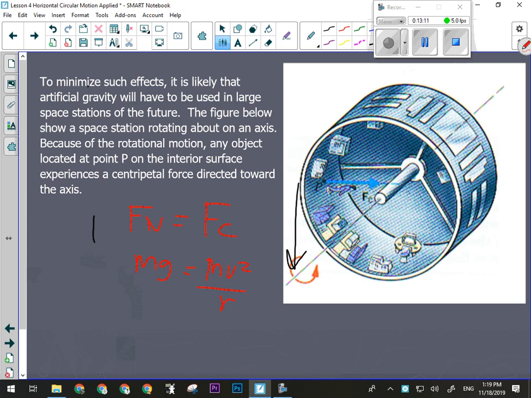Okay, so artificial gravity works just like this. I want gravity to feel like centripetal force, or the other way around. Then I can solve for things like how big the station needs to be and how fast it needs to move if I want to feel like I'm at home on Earth.